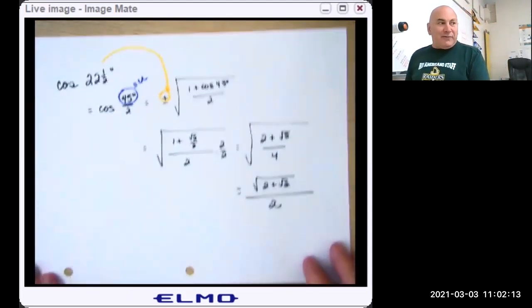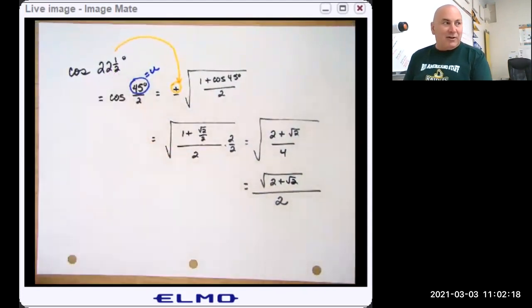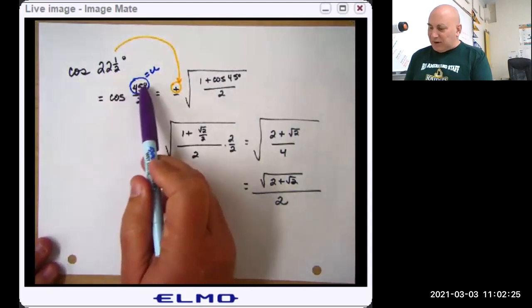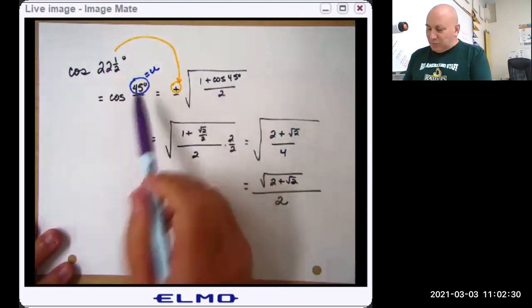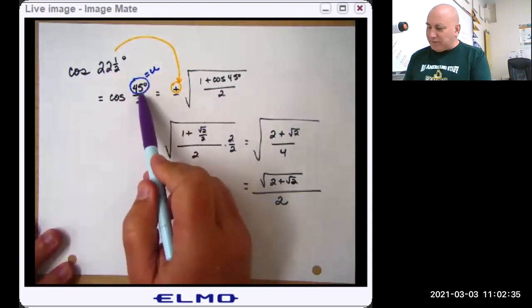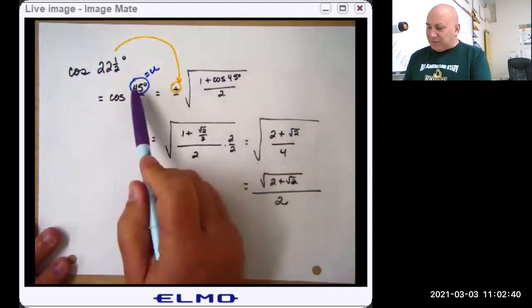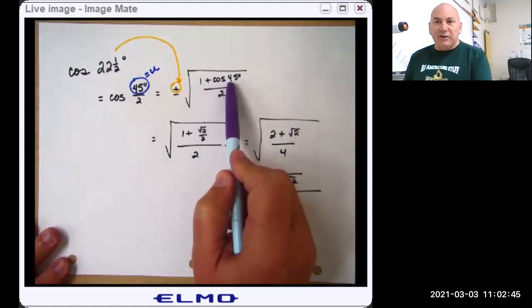Now, let's say for whatever crazy reason, we want to find the cosine of 22.5 degrees. Well, you happen to know that 22.5 degrees is half of 45. So we can take the cosine of 45 degrees over 2 and we use our half angle identity, because this is half of 45. Notice that we put cosine of 45 degrees in here, because if it's cosine of u over 2, it's 1 plus cosine u in the numerator under the radical sign.